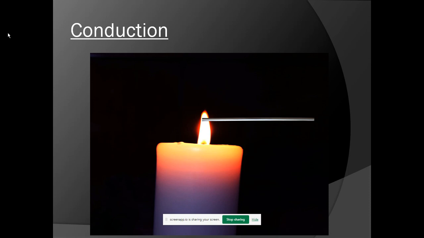That is why the handles of hot pots which cook on the stove are usually made of wood, so that our hands are not burned. If we touch something hot, our hands would be burned.